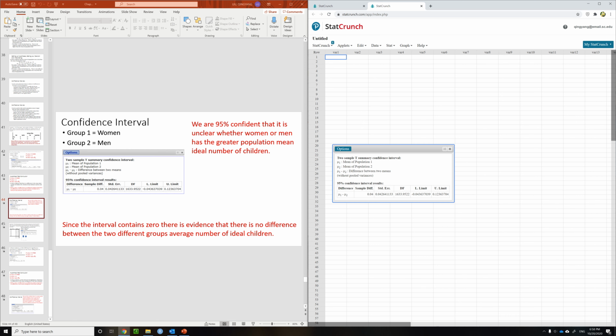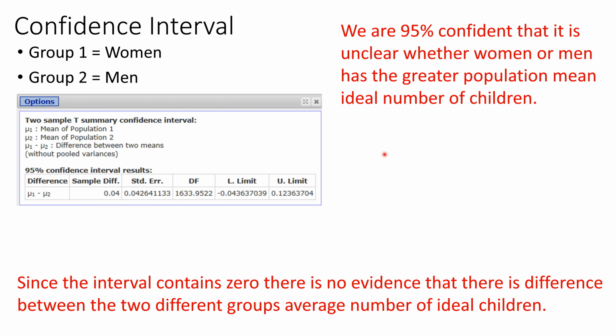As you may have noticed, this result in this window is identical to what we have seen on page 44. So we are 95% confident that it is unclear whether woman or man has the greater population mean ideal number of children. Because the interval contains 0, there is no evidence that there is a difference between the two groups' average number of ideal children.